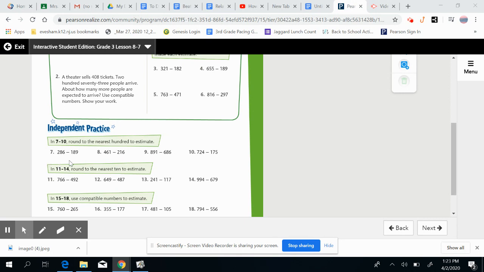I'm going to do 1 or 2 problems, and then if you want extra practice with mom, dad, or just by yourself, you may try another 2 or 3 problems. All right, let's look at this. It says in 7 to 10, round to the nearest hundred to estimate.